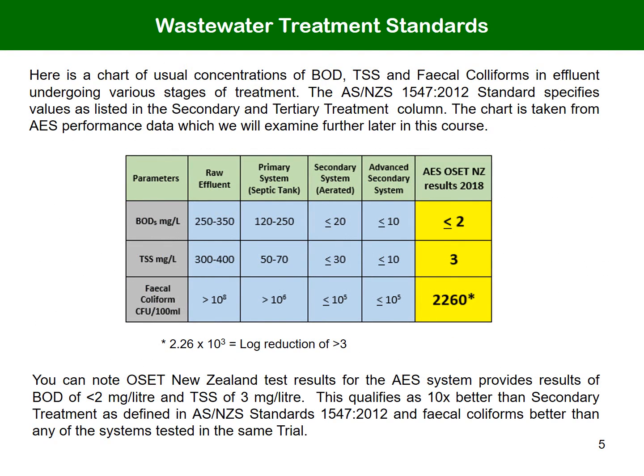This table provides an overview of the different types of effluent, and you can see how the numbers decrease as the treatment quality increases. You can note test results for the AES system provide results of BOD of less than 2 milligrams a litre and TSS of 3 milligrams a litre. This qualifies as 10 times better than secondary treatment, as defined in Australian New Zealand Standard 1547/2012. On our website there's an 8-minute video that gives you a good visual explanation through the whole testing procedure and the outcomes achieved by AES compared to a conventional pipe and gravel system.